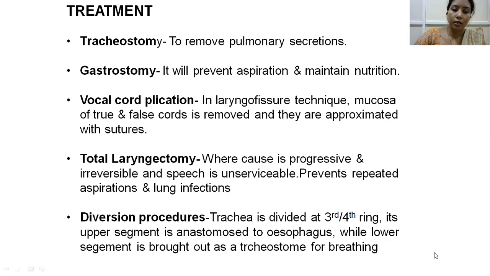And the other option is a diversion procedure. Diversion procedure is where the trachea is divided at the 3rd to 4th tracheal ring. The upper part of the trachea is anastomosed to the esophagus. The function of closing the inlet of the larynx during deglutition is lost. So you divert the upper part of your trachea to the esophagus, and whatever is aspirated into the larynx in that person goes directly into the esophagus, whereas the lower part of the trachea is brought out as a tracheostome from the neck. Okay, so this is a diversion procedure.